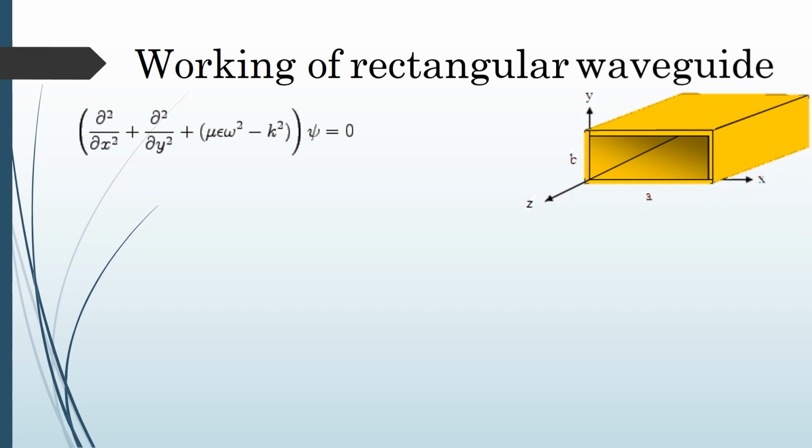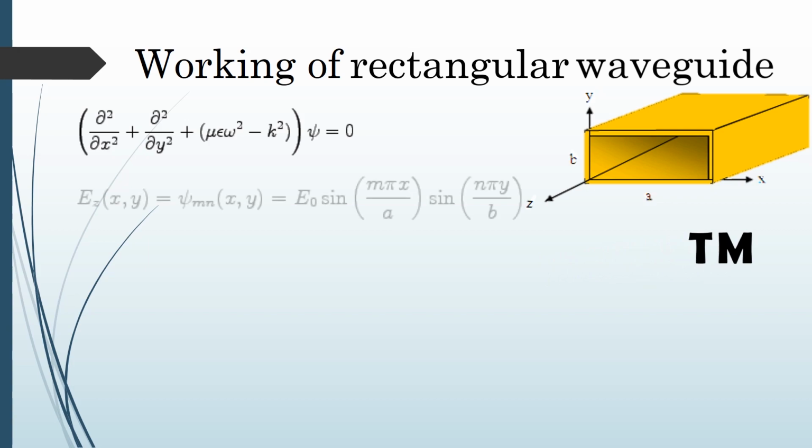We first take a look at the special case called transverse magnetic or TM mode, which is to say that the Z component of the magnetic field is identically 0 throughout the waveguide. Applying the boundary conditions, we get this equation. Here, as we can see, A and B are the dimensions of the waveguide and M and N determine in which mode the transmission will occur, represented by TM_MN.